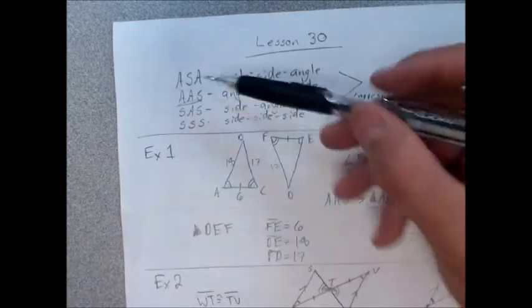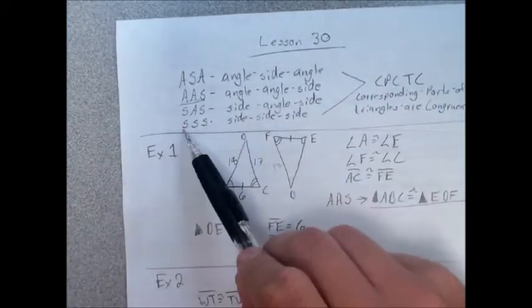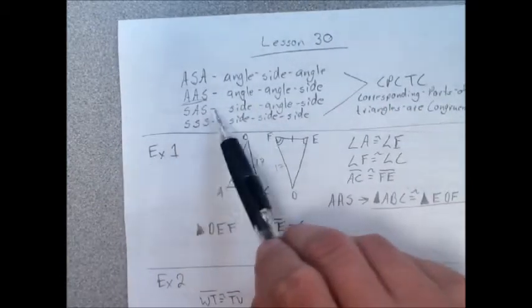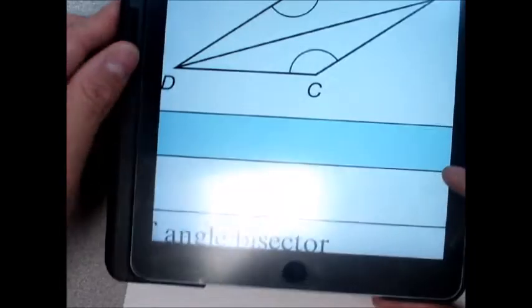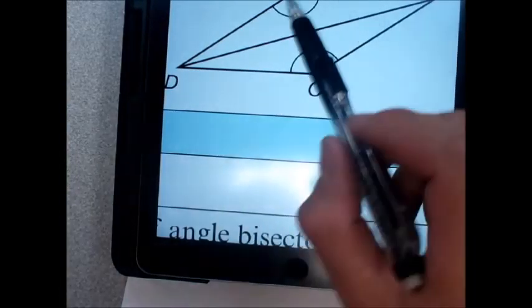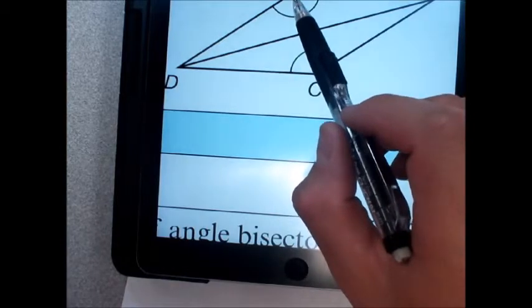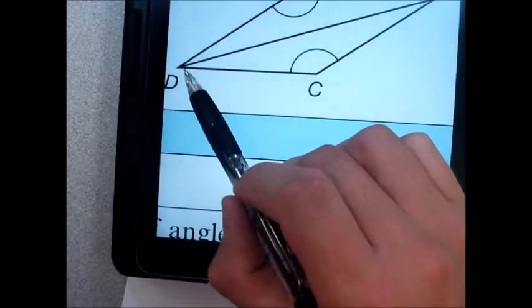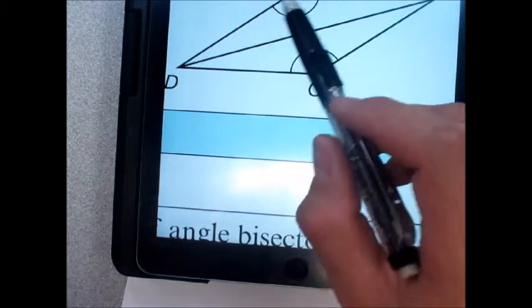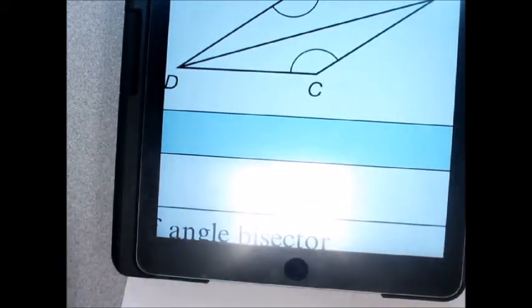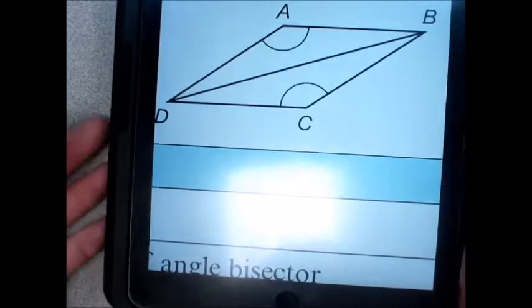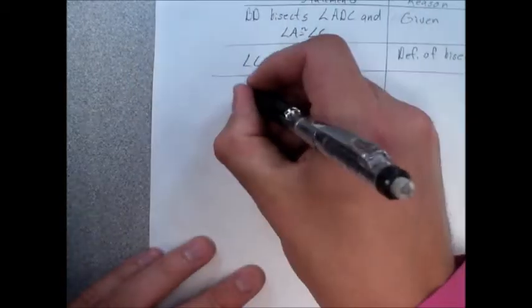Remembering my options, if I have two angles, it can't be side, side, side. It can't be side, angle, side. It has to be either angle, angle, side, or angle, side, angle. So let's look where my stuff is. If it's angle, side, angle, I'd have to go angle, side, angle. If I was using angle, angle, side, it would be angle, angle, side. So which one matches? Angle, angle, side. So what do I need to state is congruent? I need to state side DB is congruent to what?